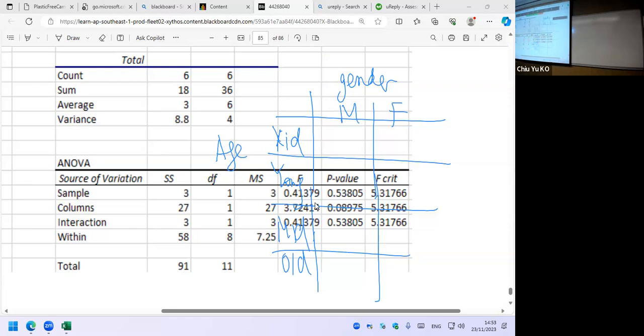If all, regardless of man or woman, right? If the older actually pay more, it will be captured by the sample, right? But if only all female want to pay more, it will be captured by interaction. Okay, so that is the idea. So don't worry about that.